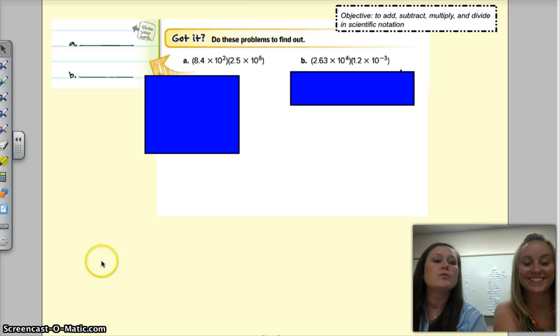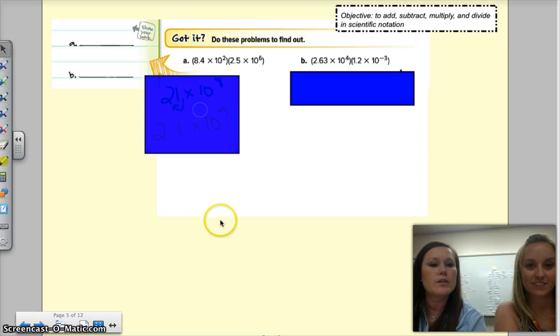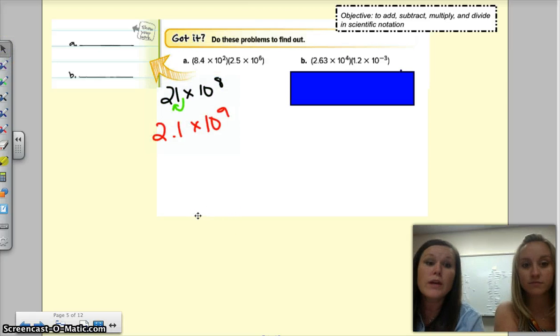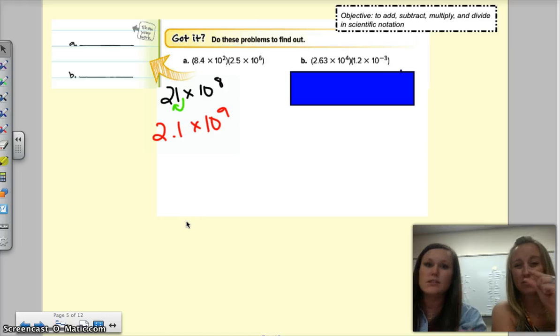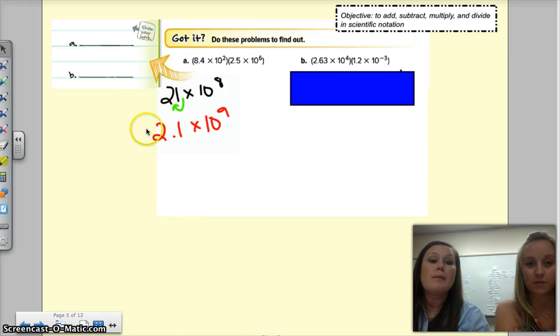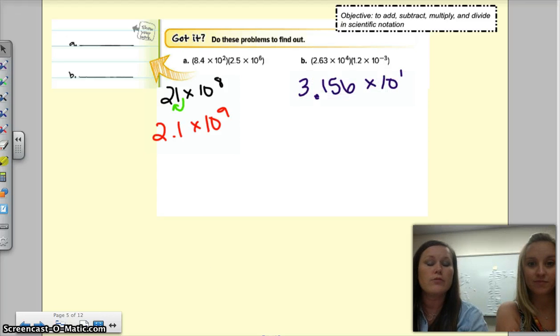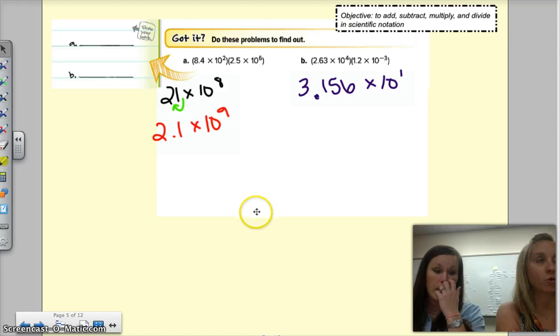All right, so first two answers on this one, if you got 21 times 10 to the 8th, you're almost there. You did awesome. You're 98% there. But remember, it can't be bigger than 10. So we had to move that decimal over to get 2.1 and add 1 to the exponent. On this one, 3.156 times 10 to the first power. You don't have to have that 1 there. If it makes you feel better about life because you can write it, then write it. I don't care. More power to you. Okay.